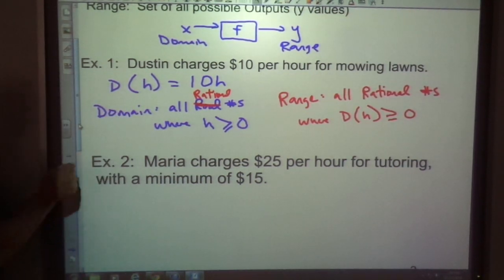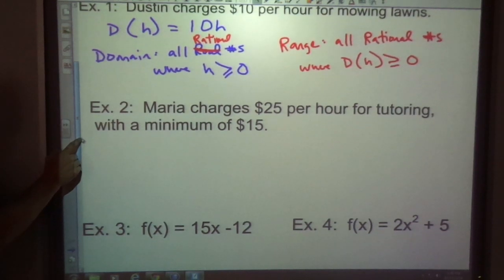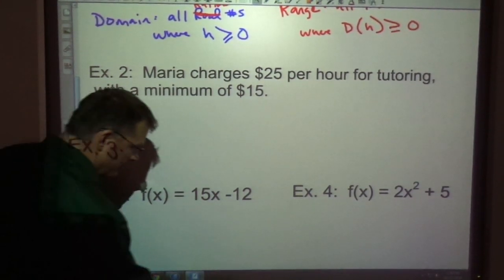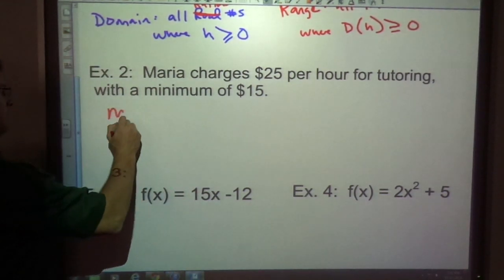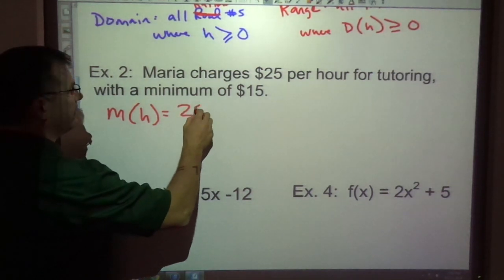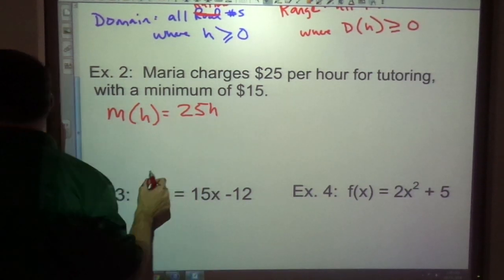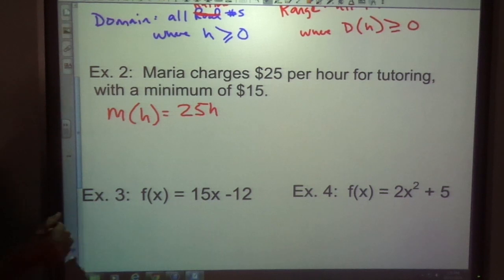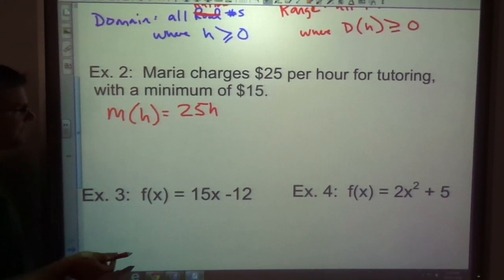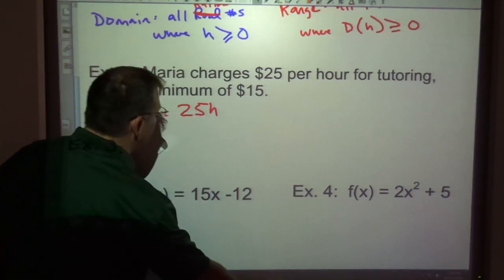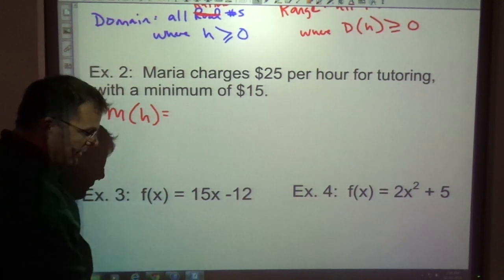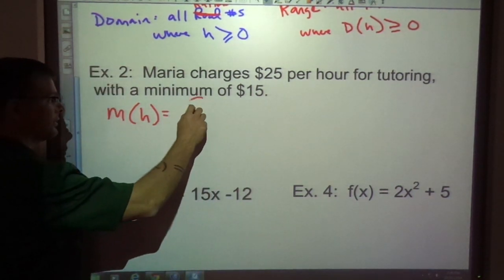Okay. Second example. Maria charges $25 per hour for tutoring with a minimum of $15. So Maria, in her hours, her function is she's charging $25 per hour. But it's going to change a little bit because it depends. She has a minimum amount. This isn't going to work just the way that we wrote it out here because there's this exception. What if she doesn't work that much? So really there's a couple cases.